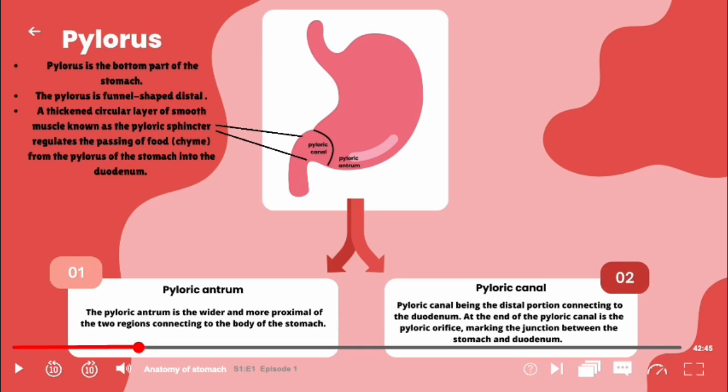Pylorus is divided into two regions, which are the pyloric antrum and pyloric canal. The pyloric antrum is the wider and more proximal of the two regions, connecting to the body of the stomach. Pyloric canal is the distal portion connecting to the duodenum. At the end of the pyloric canal is the pyloric orifice, marking the junction between the stomach and the duodenum.